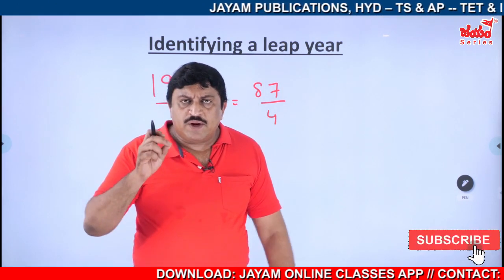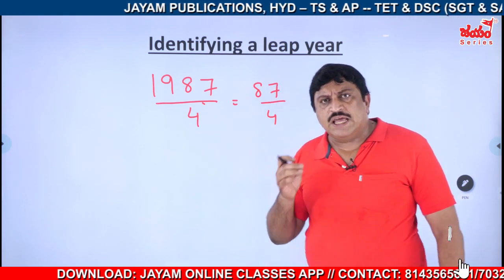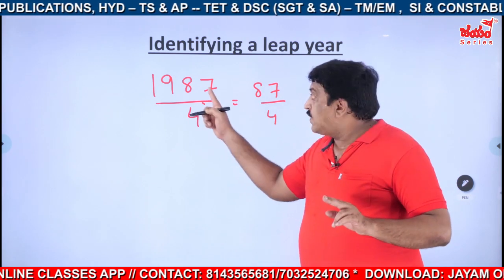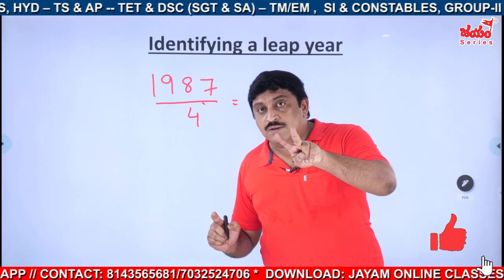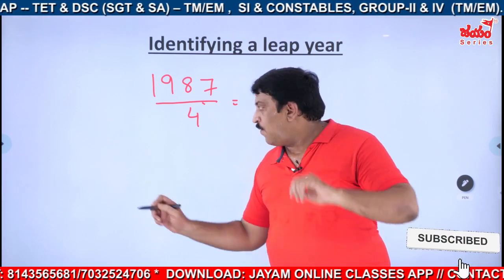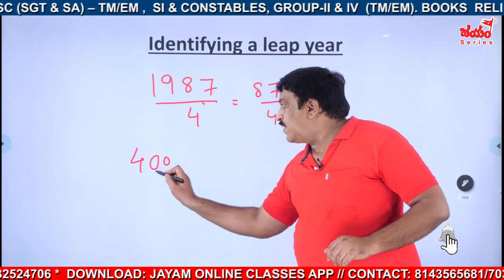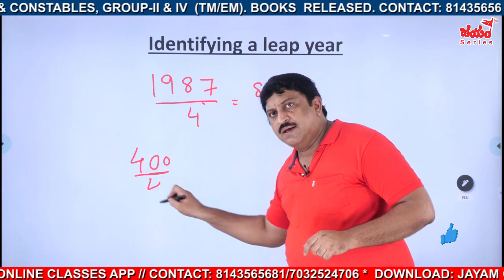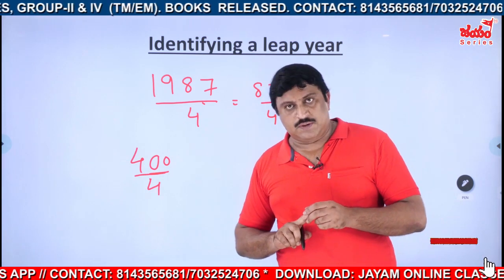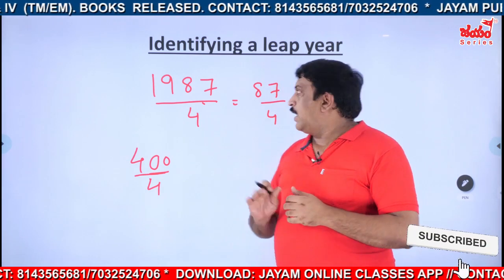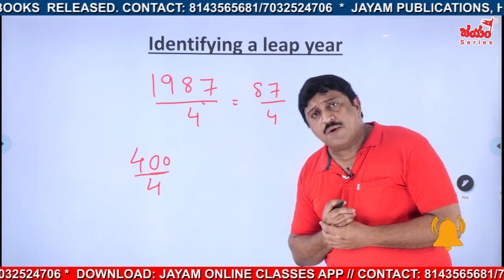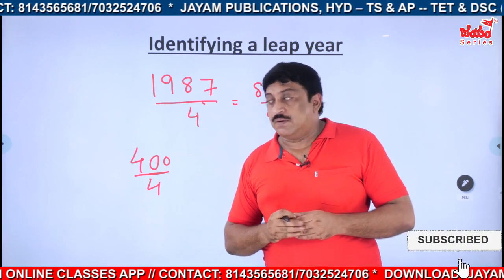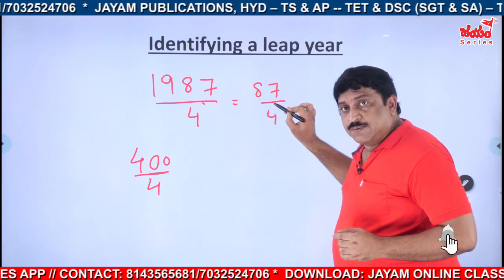The divisibility rule of 4 is, in any number, if the last 2 digits are divisible by 4, or if the last 2 digits are zeros, say 400, it is having 2 zeros, if that is also the case, then definitely the entire number will be divisible by 4. That is the divisibility rule of 4, right? Coming to the normal condition, if the last 2 digits are divisible by 4, then definitely the entire number is divisible by 4. Now, let us see this one.